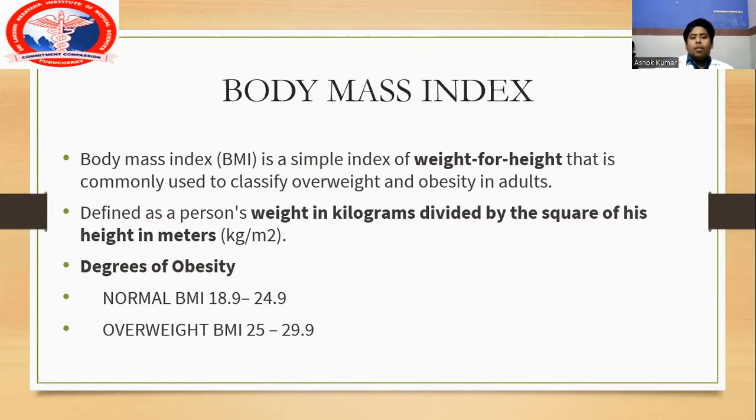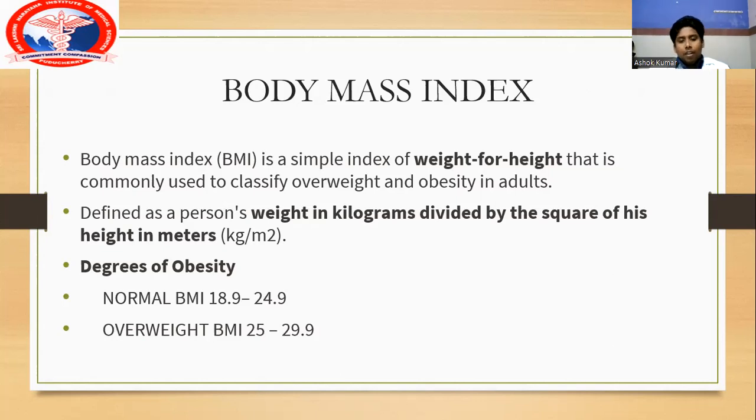So what is this body mass index? It's calculated using a very simple formula: the weight in kilograms divided by the square of the patient's height in meters. So the degrees of obesity: the normal body mass index is 18.9 to 24.9 kilogram per meter square.